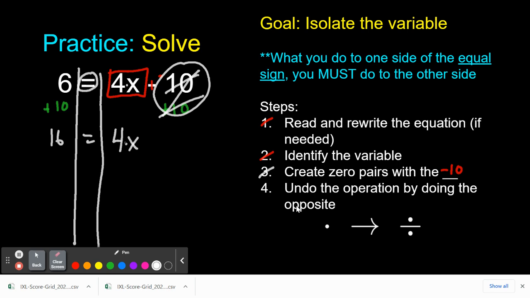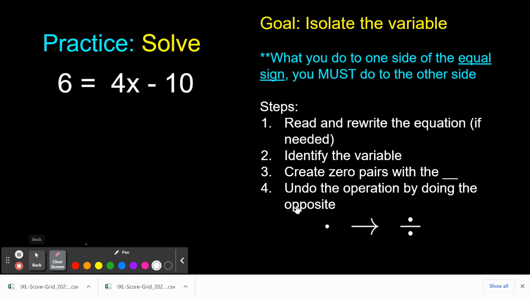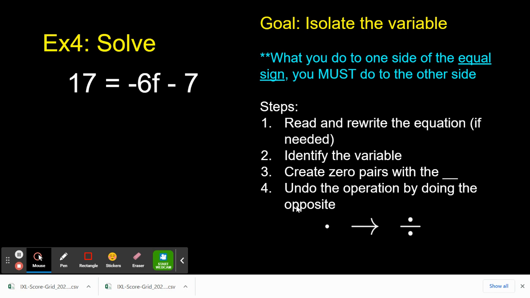Next, we need to undo this operation. Okay? So in order to undo 4 times x, we're going to divide by 4. Right, we're going to divide our 4 x's into 4 equal groups, so there is only 1 x in each group. Now remember, if we divide the right side by 4, we've got to divide the left side by 4 as well. 16 divided by 4 is 4, and there we see that 1x is equal to 4. Let's see what's next for you. Go ahead, try this one.